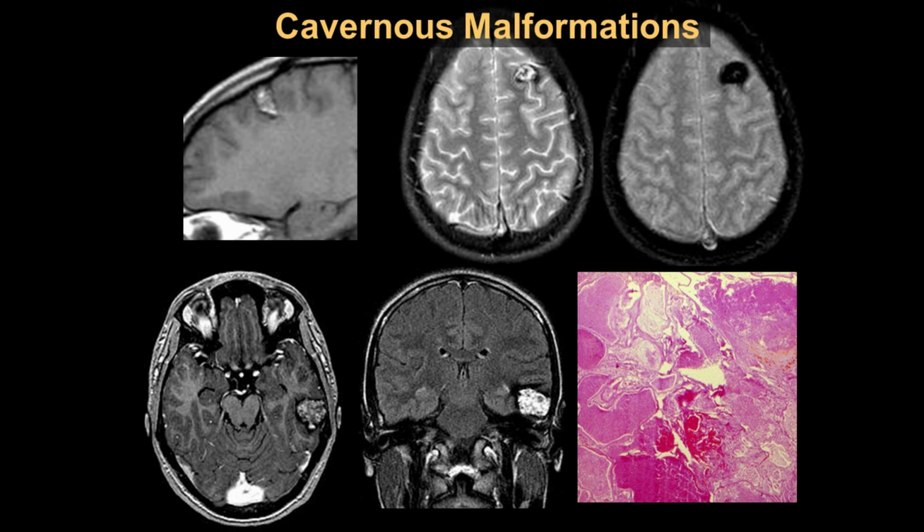Another entity you need to think about specifically with refractory epilepsy is the cavernous malformation, either single or multiple, as in this case. These have a typical popcorn bright appearance on T1s and T2s with a surrounding rim of hemosiderin. Pathologically, they have blood and calcium in them, and these may have a familial basis when they're multiple.